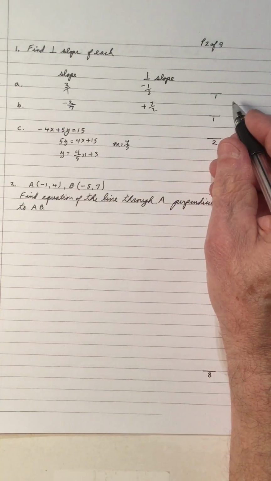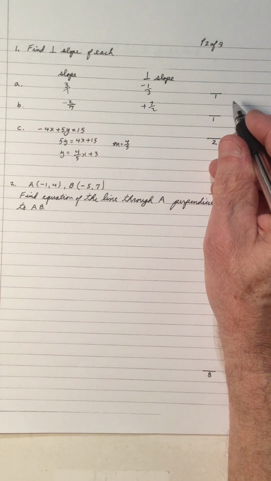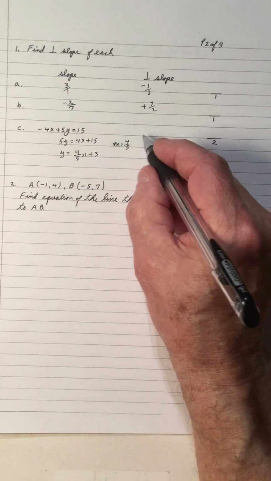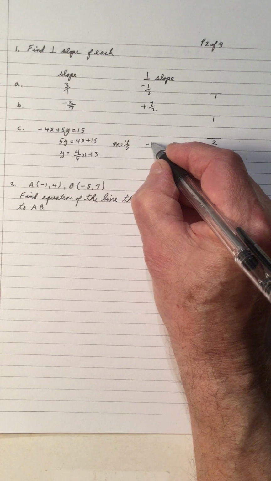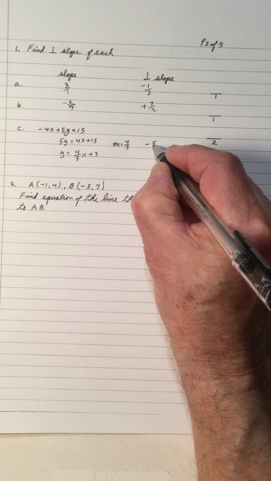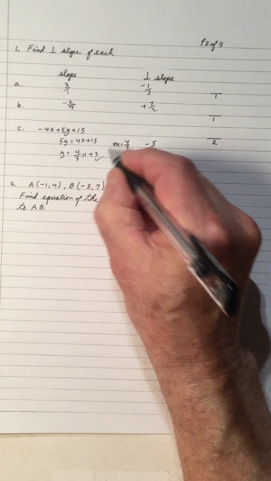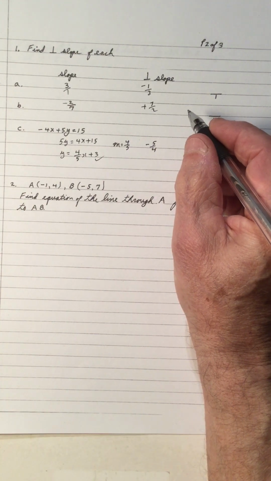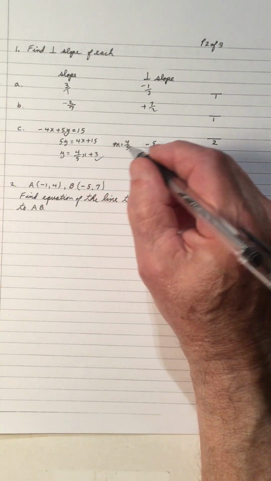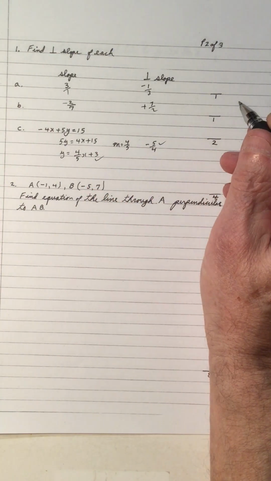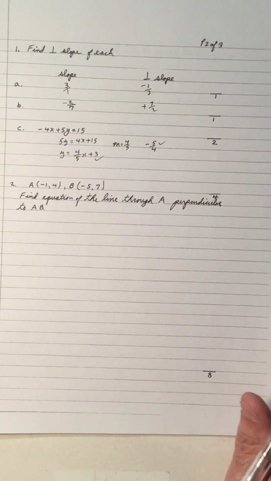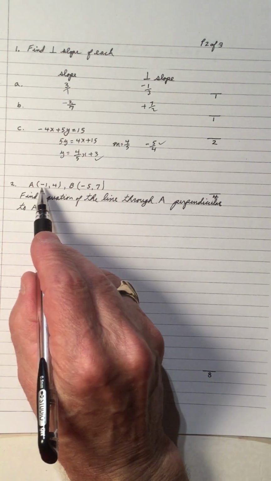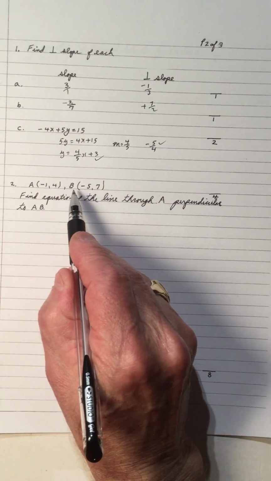So the slope of the line perpendicular to that is the negative reciprocal. So that's a positive, so we make it a negative. Reciprocal of 4 over 5 is 5 over 4. So 1 mark for working out the slope, and another mark for doing the negative reciprocal. So 2 marks altogether.